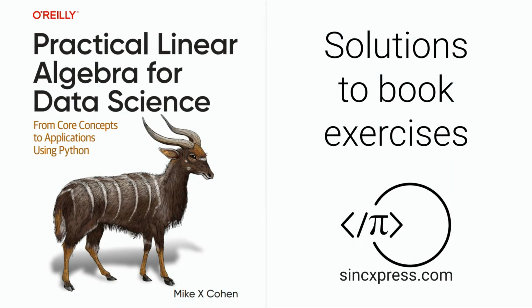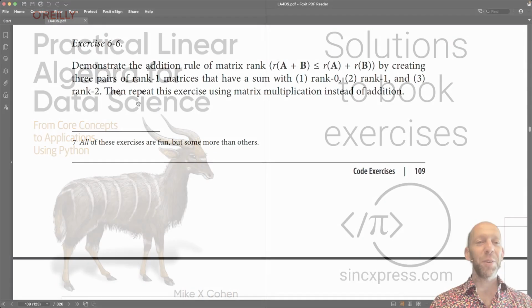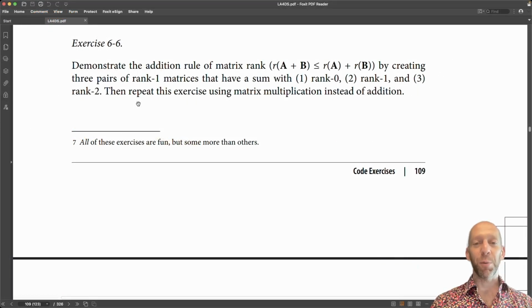The goal of exercise 6 is to explore the addition rule of matrix rank. So here I'm rewriting the rule again. The rank of the sum of two matrices, you don't necessarily know what this rank is going to be, even if you know the ranks of A and B, because the rank of the summed matrix will depend on the elements in this summed matrix. But we are able to set some boundaries.